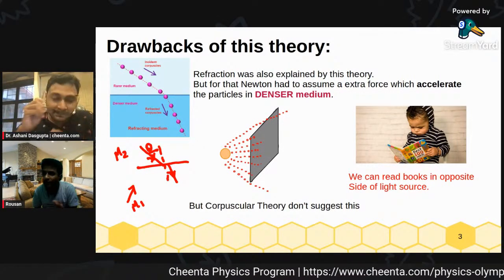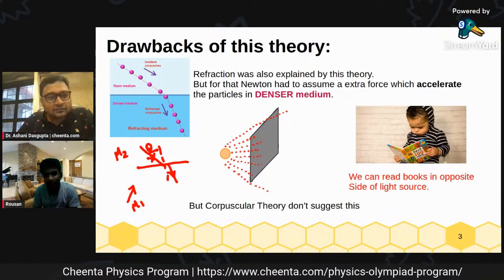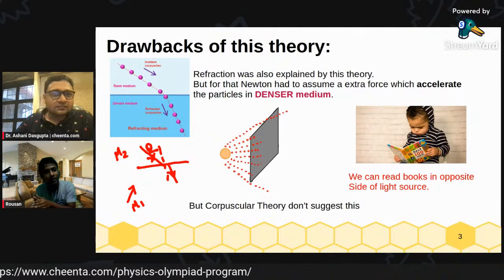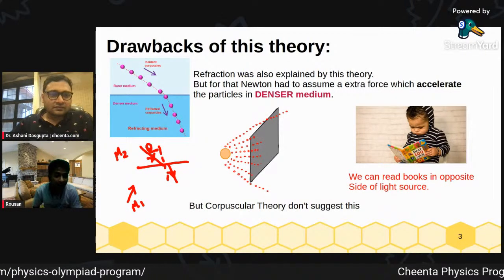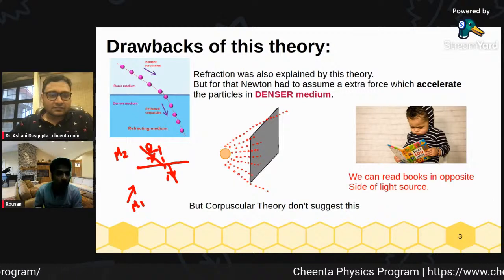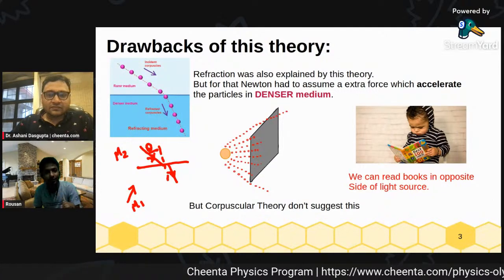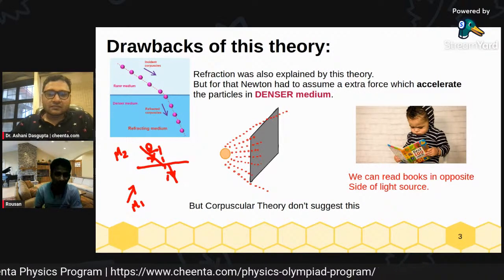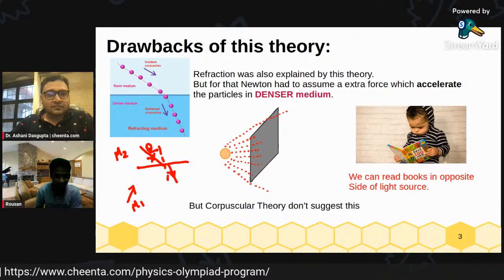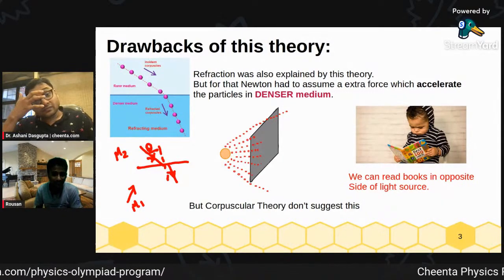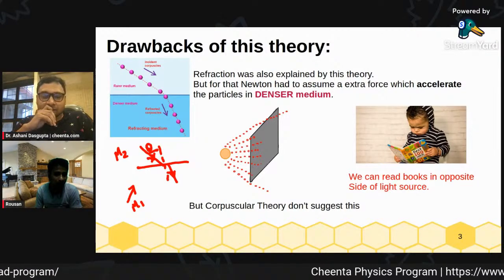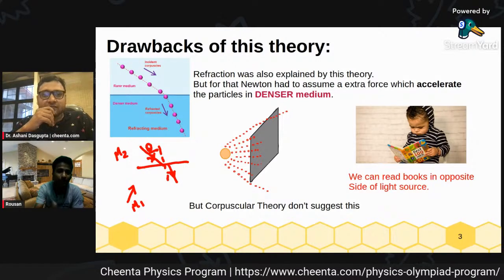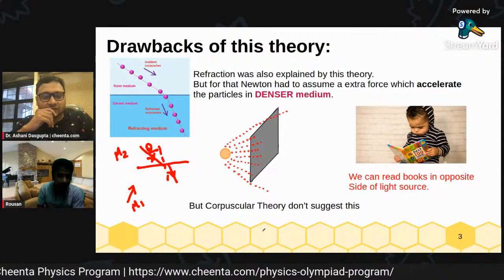To actually prove this refraction, Newton had to assume some sort of extra force in between these two mediums, which can automatically accelerate the particles. So what Newton assumed is that the velocity of light in air is actually less than the velocity of light in water. But nowadays we know it is not the case. Actually, in water, the velocity decreases. So this was one of the points which Newton had to assume to prove that the light has to bend towards the perpendicular.